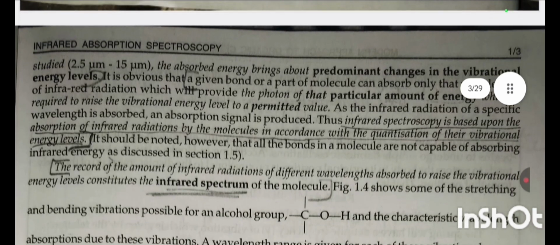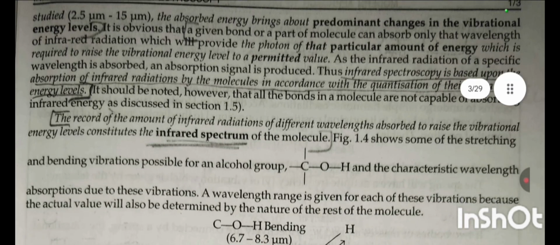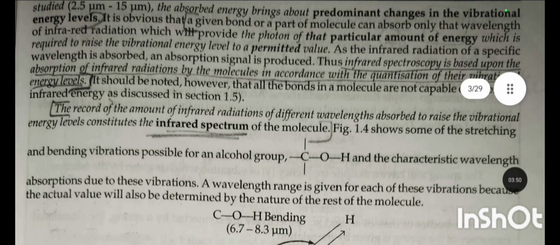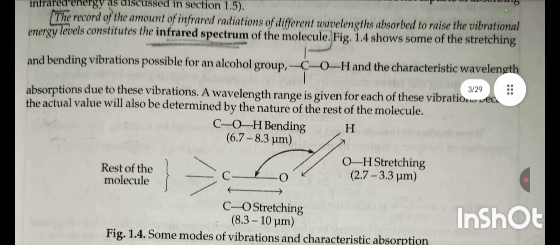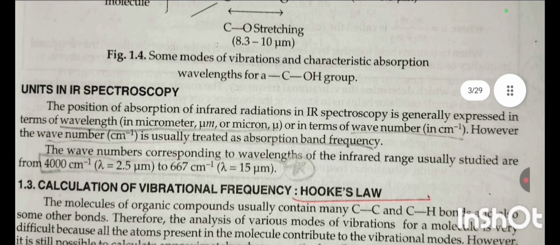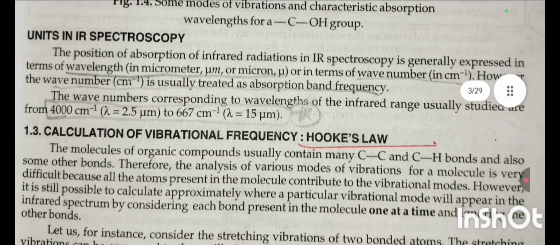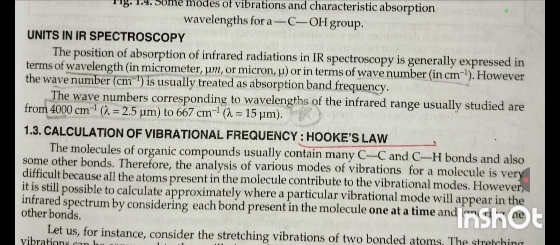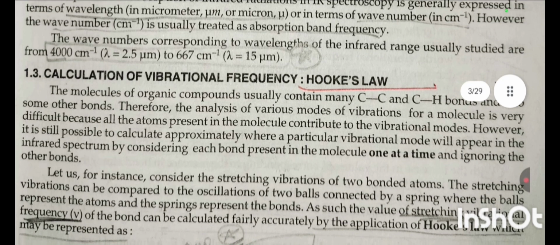It is obvious that a given bond or a part of a molecule can absorb only the wavelength of infrared radiation which will provide the photon of that particular amount of energy required to raise the vibration energy level to a permitted value. The record of the amount of infrared radiation of different wavelengths absorbed to raise the vibration energy level constitutes the infrared spectrum of the molecule. Units in IR spectrum. The position of absorption of infrared radiation in IR spectroscopy is generally expressed in terms of wavelength in micrometer, micron, or in terms of wave number, which is in centimeter inverse. However, wave number is usually treated as absorption band frequency. The wave number corresponding to the wavelength of infrared radiation range usually studied.